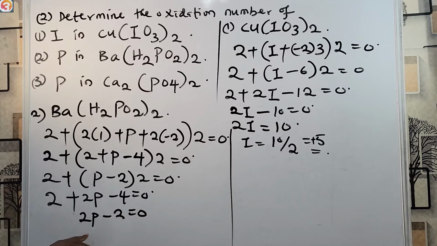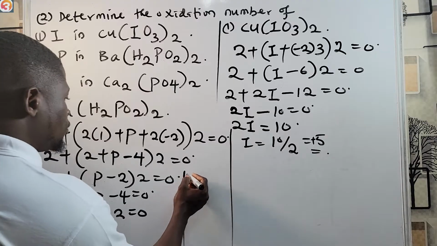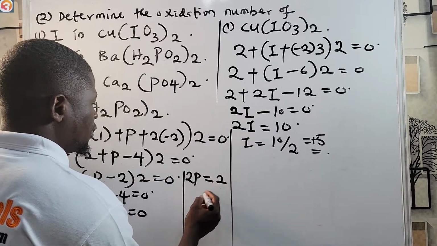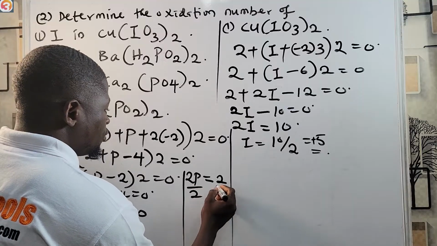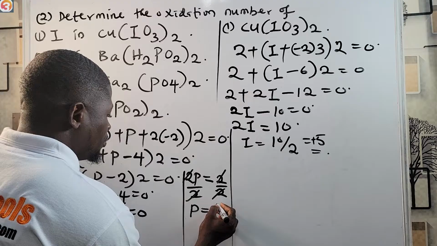So what do you do now? You have to carry minus 2 to this side. So if I carry minus 2 to this side, let us complete it here. So 2P now is equal to what now? Minus 2 plus 0, which is 2. Divide both sides by 2. 2 will cancel 2, 2 will cancel 2, and P is equal to plus 1.